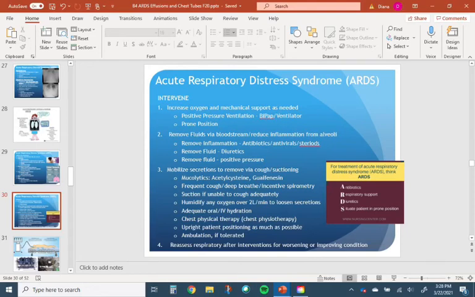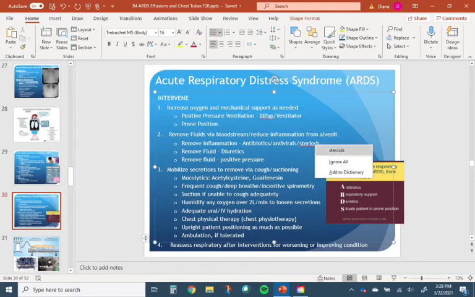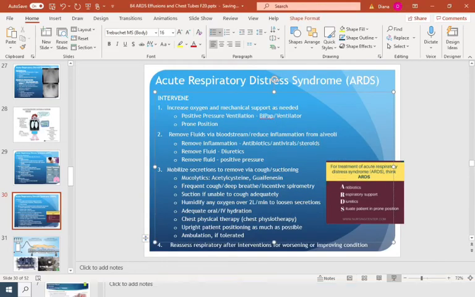So increasing oxygen, removing fluids, and mobilizing secretions. We get the fluids out via the bloodstream, and we also mobilize secretions via coughing. So hopefully that helps. It seems pretty common sense that we want to get oxygen to people, and we want to get the fluid out of the way. Unfortunately, getting the fluid out is a lot harder job than it looks. If it was just so easy to remove fluid, we would do it right away.